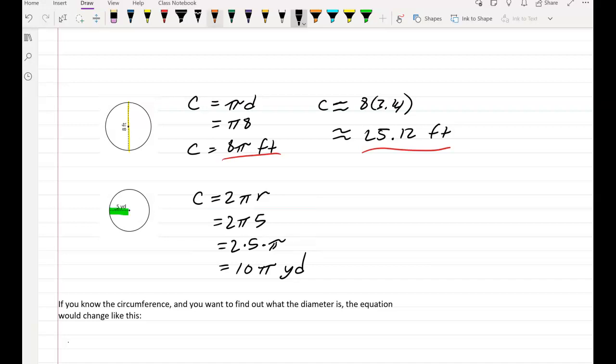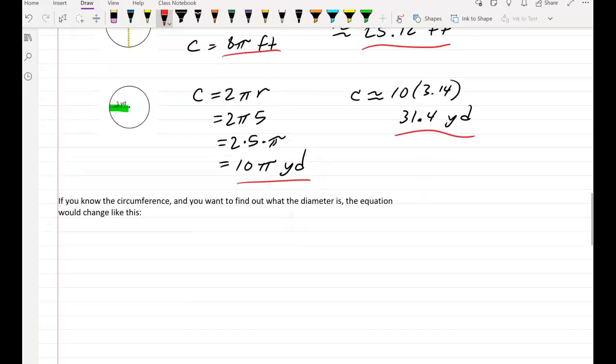That's the exact measure. Now, if you want to find the estimate, like if you're going to build something, then you'd go, oh, okay, well, the circumference would be about 10 times 3.14. And 10 times 3.14 is 31.4 yards according to my calculator. And that would be the estimate, and that'd be good enough if you were trying to build something using circles.